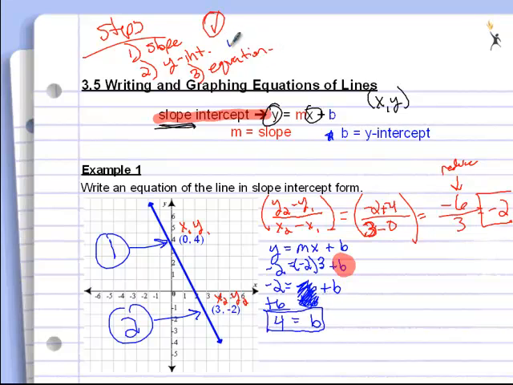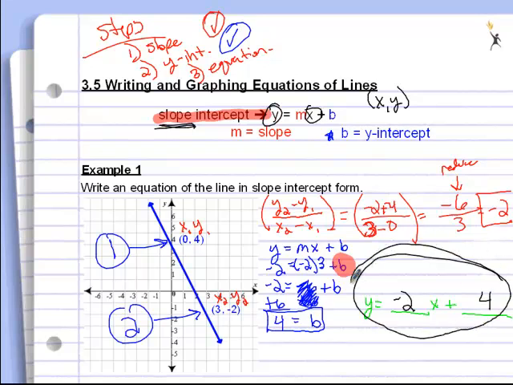Step 2, check. Step 3 is to write the equation. And like I told you, it will be y equals whatever our slope is, x plus whatever our y-intercept is. We found our slope to be negative 2, our y-intercept to be 4. The equation of our line is y equals negative 2x plus 4.